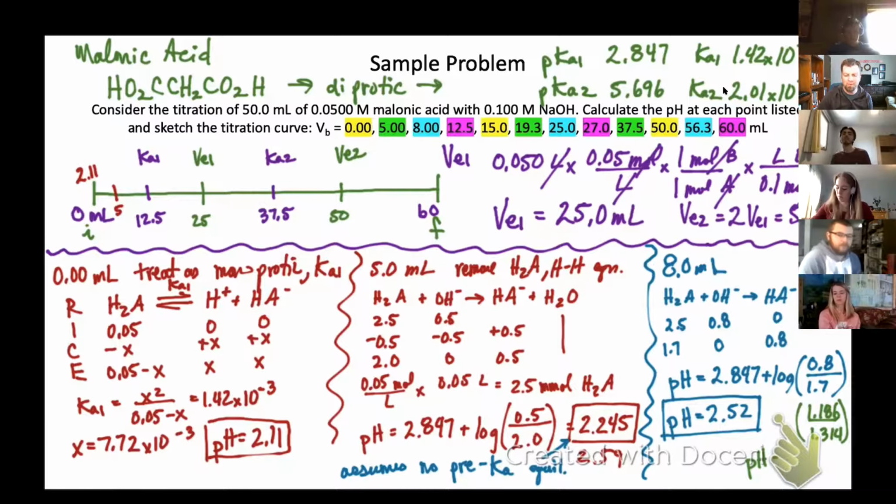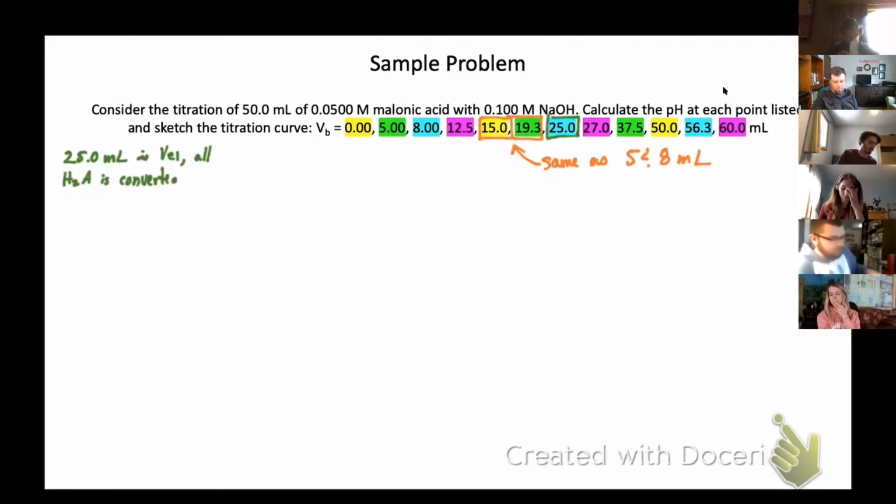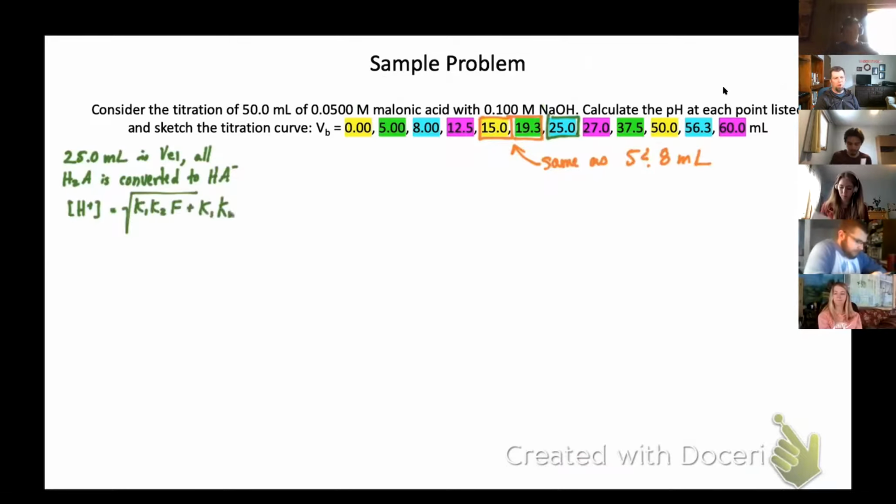What do we do at 25? Group 3? Yeah, so what we did is we just took the first equivalence point equation, and it's the big one that's like the square root of K1, K2, F plus K1, KW divided by K1 plus F. Absolutely, that gives the hydrogen concentration. We know that at that point, all of the H2A is converted to HA minus.